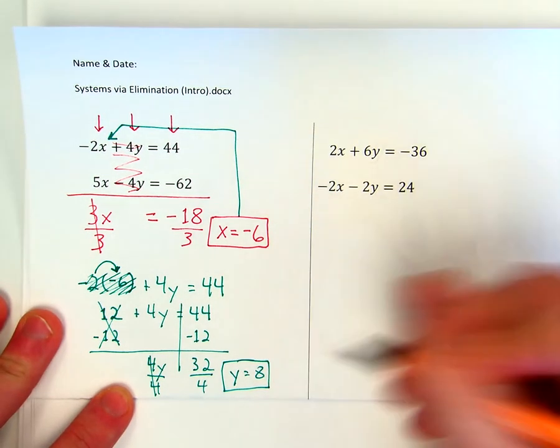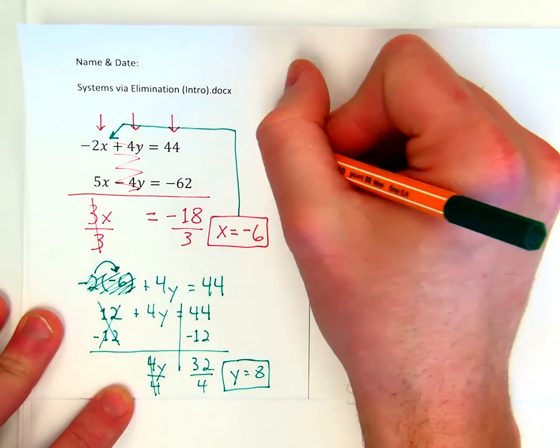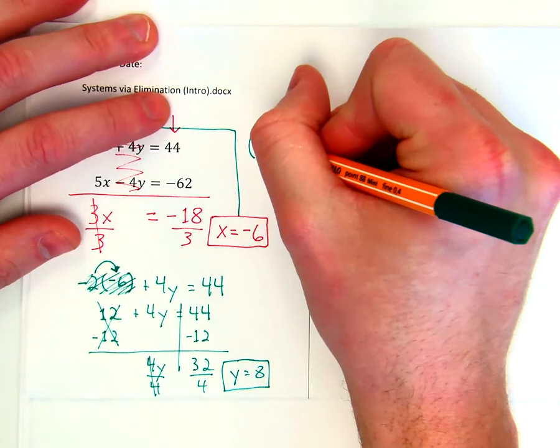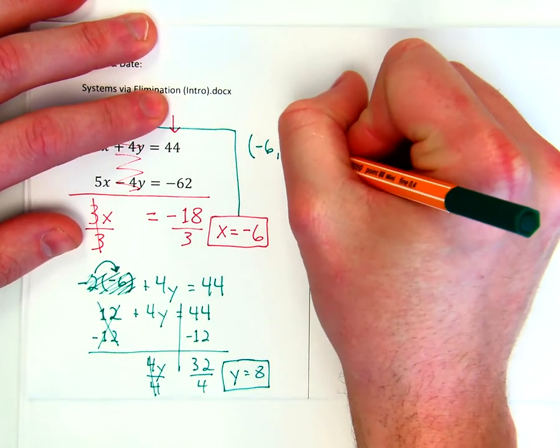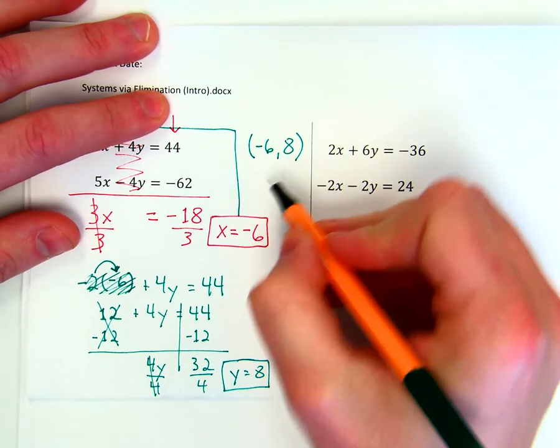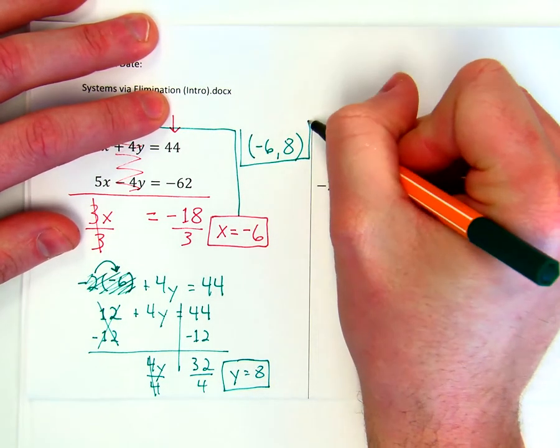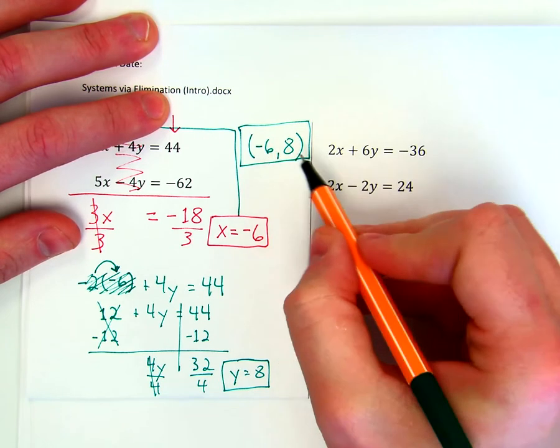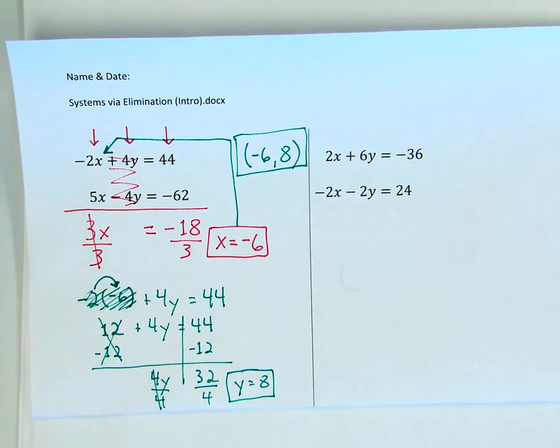Now we know that x is negative 6, y is 8. The final step, as always, is to write your answer as a coordinate pair. Just like in the alphabet, x comes first. Your final solution for this system of equations is negative 6, 8.